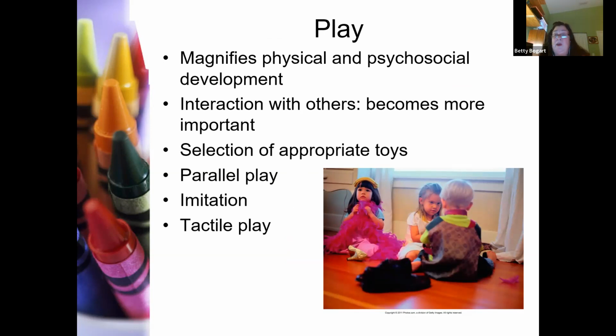Making sure they have the toys they need. And then, of course, the different sorts of play. Parallel play is 2 kids, 6 kids in the same room, all playing by themselves next to each other. And it could be with the same toys, different toys, it doesn't matter. And they can even imitate what other kids are doing. And then tactile is what things feel like. Think about going to the beach, sand, that's a nice texture, right?